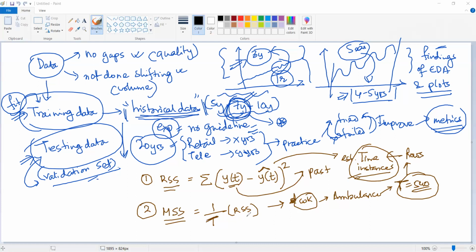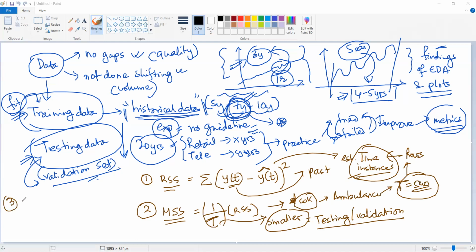So I find out the difference and use T. This can be smaller also. It may depend on how big or how small my testing data or my validation data is. That is also another good technique.